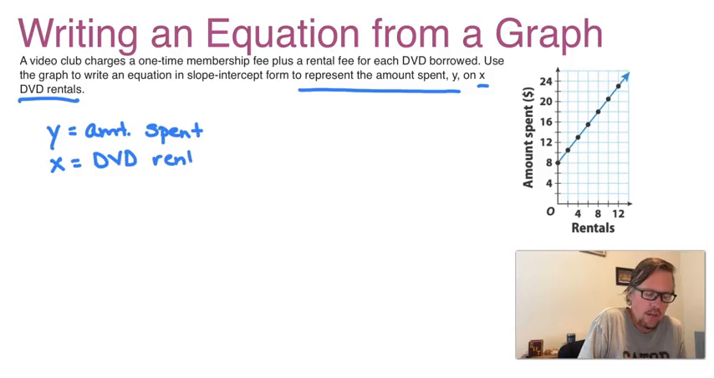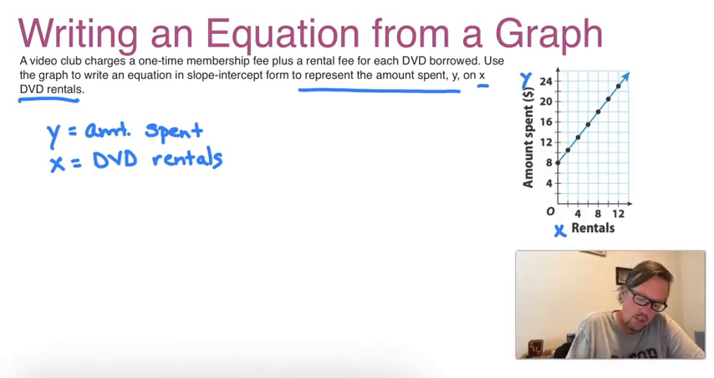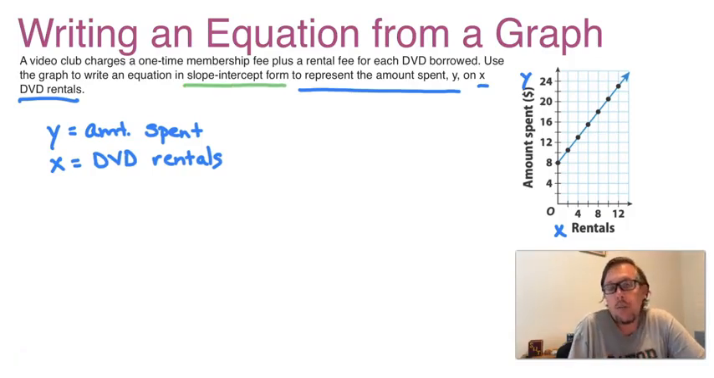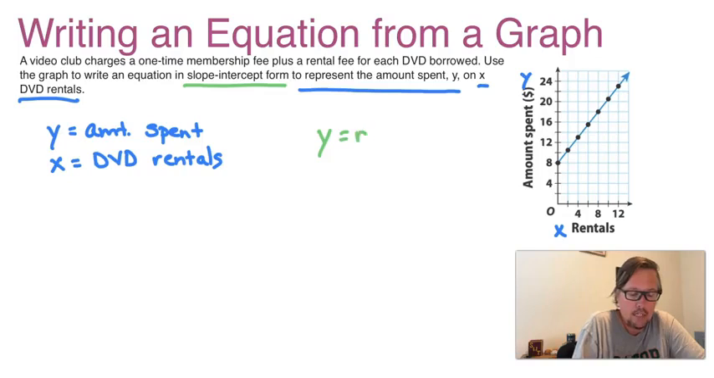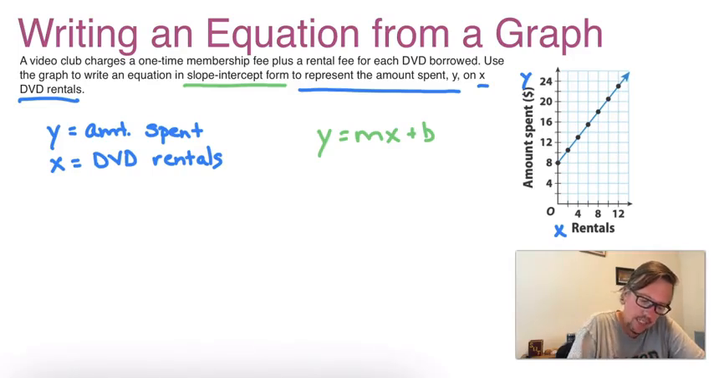And in fact, the graph is already labeled for us with the rentals on the x-axis and the amount spent on the y-axis. Great. Okay, so then the other thing that we're told is that we want to write the equation in slope-intercept form. So slope-intercept form is y equals mx plus b. And in order to write an equation in slope-intercept form, we need, as the name suggests, the slope and the y-intercept. B in this case is the y-intercept, and m is the slope. So those are the two things we need, slope and y-intercept.